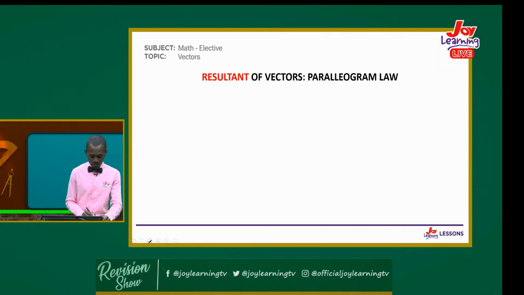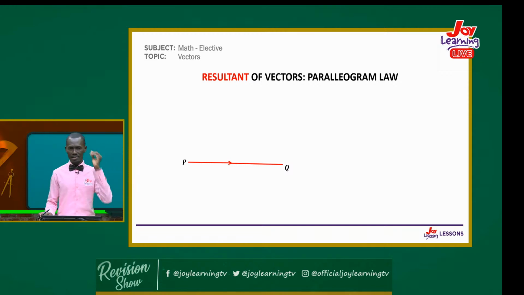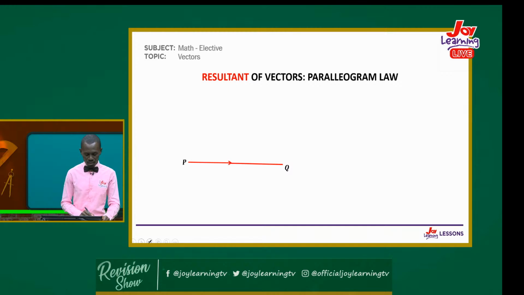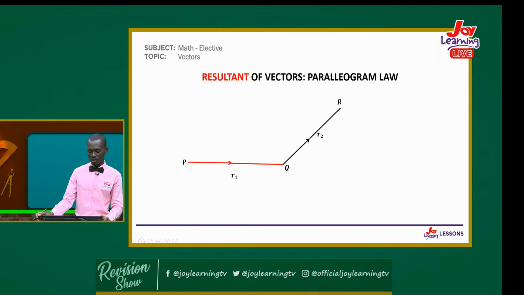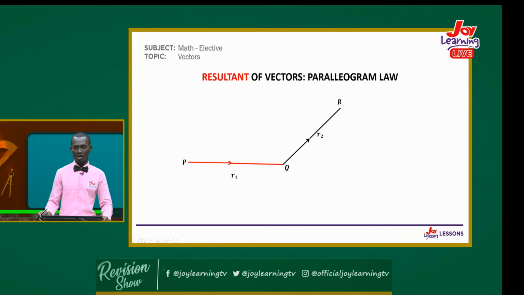Now look at this. So we have PQ as a side of a parallelogram, and we have, let's call it R1, and we have another side, QR. Notice this time around, they're chasing each other. P is chasing Q, Q is chasing R. And we call QR R2.